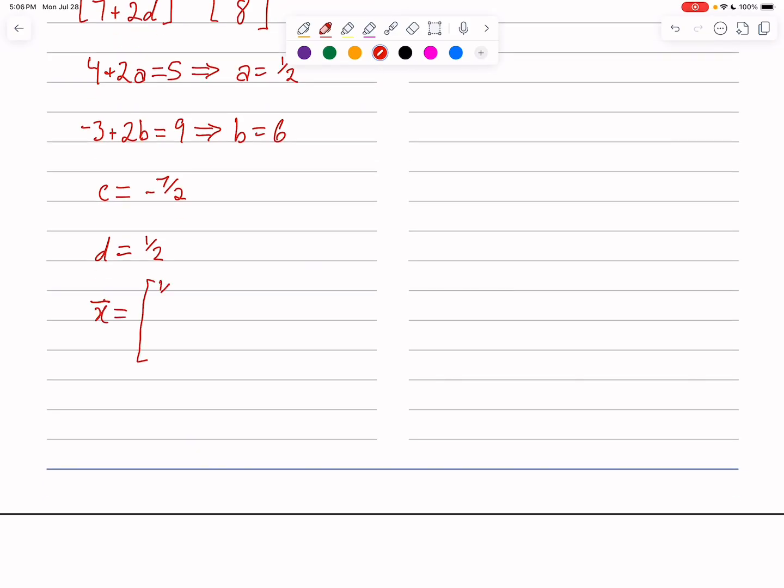So the first component is a, and that's a half. The second component is 6, then -7 over 2, then 1/2, and there's the solution.